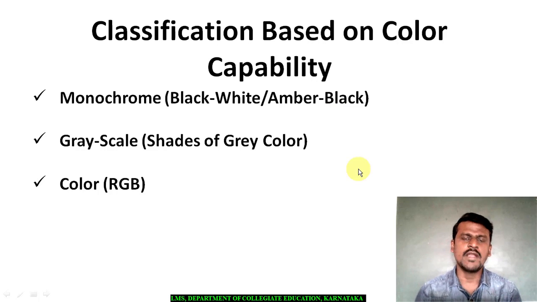So if one color is used as a foreground color, the other is used as a background color, right? If black is used as a foreground color, white will be used as the background color. If white is used as a foreground color, then black will be used as the background color. Likewise, amber and black will be used. So those are the 2 options you can use in monochrome. Monochrome uses only 2 colors, black and white or amber and black. So this is how the monochrome monitor will work.